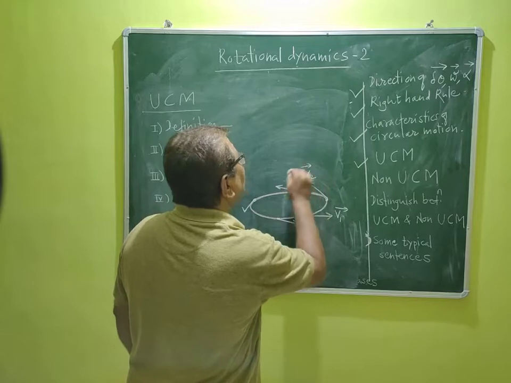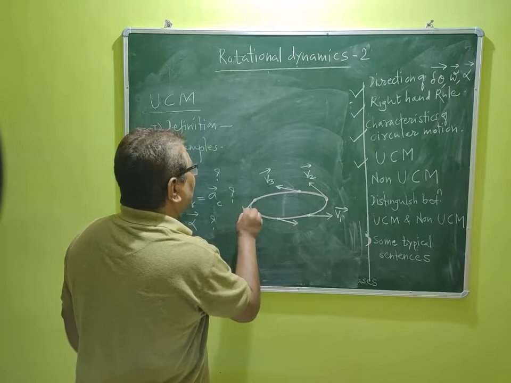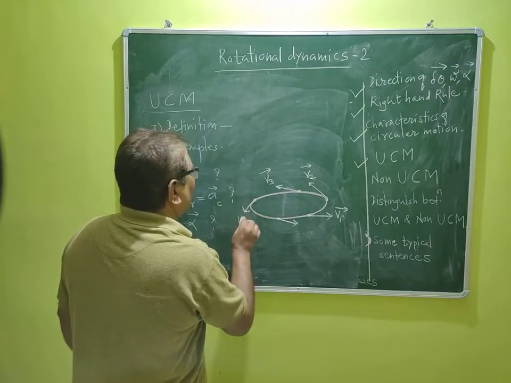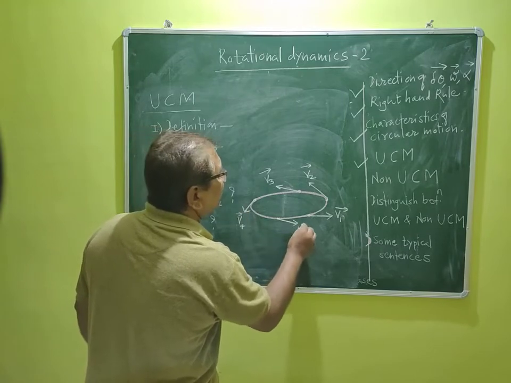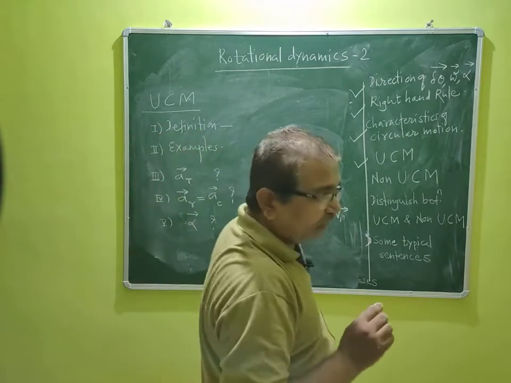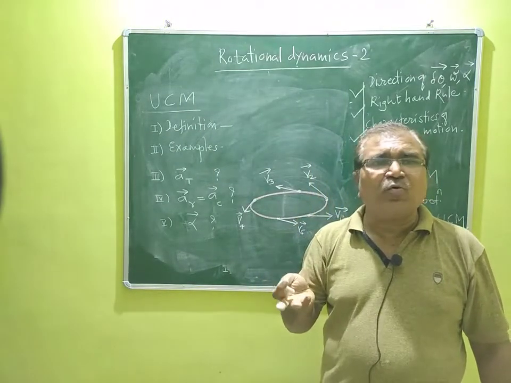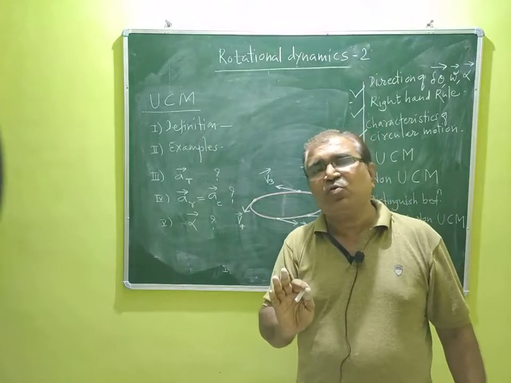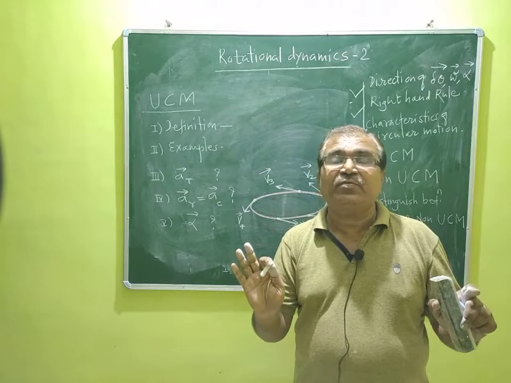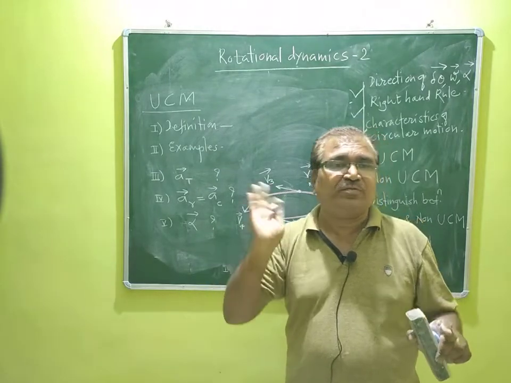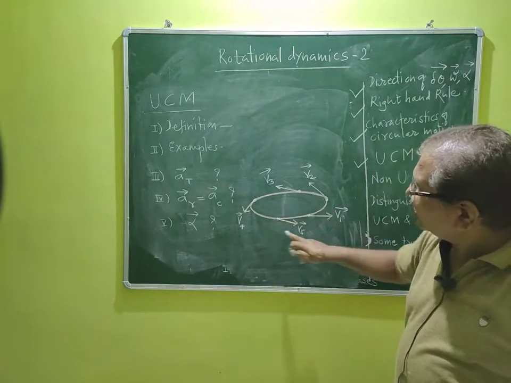The direction does not remain constant. The direction of the linear velocity, this we have to keep firmly in mind. Motion uniform or non-uniform, whatever it is, direction of the linear velocity changes from position to position. Though it is uniform circular motion, direction of the linear velocity changes.